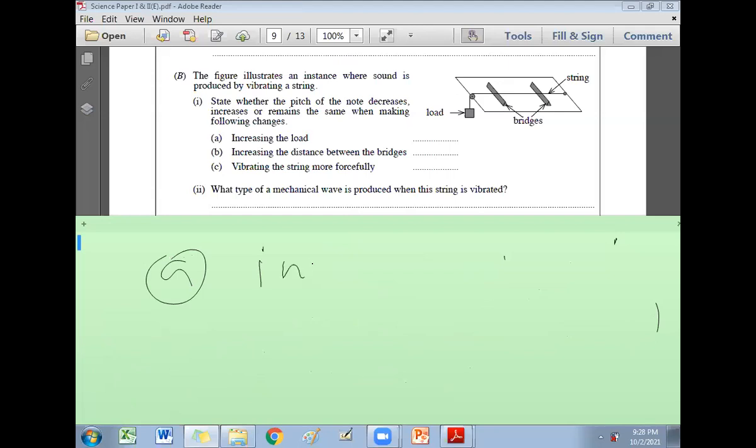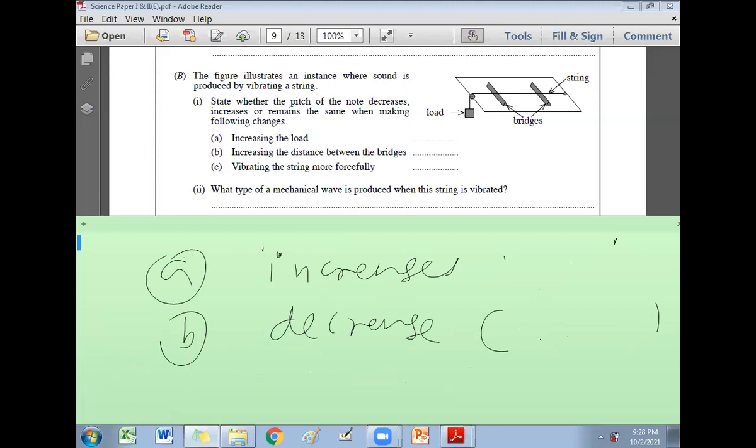increases. They're asking whether to write increase, decrease, or remain same, so you have to be careful. Part B, increase in the distance, pitch decreases, because length increases. Why here increase? Tension increases. No need to write the reason here. Tension increases, that's why.